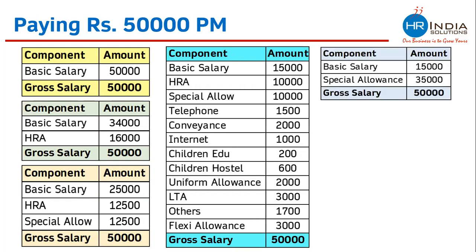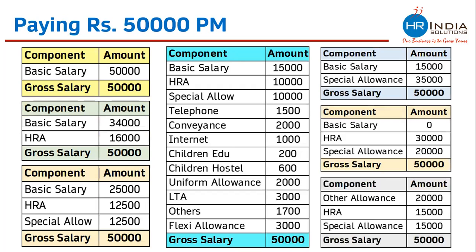If you want to pay 50,000 in this way, or in this way, or in this way, it would be wrong. And in our actual classes, we understand why these are wrong and what the various possibilities of paying 50,000 per month can be. So this is what I wanted to share from the compensation and benefit class.